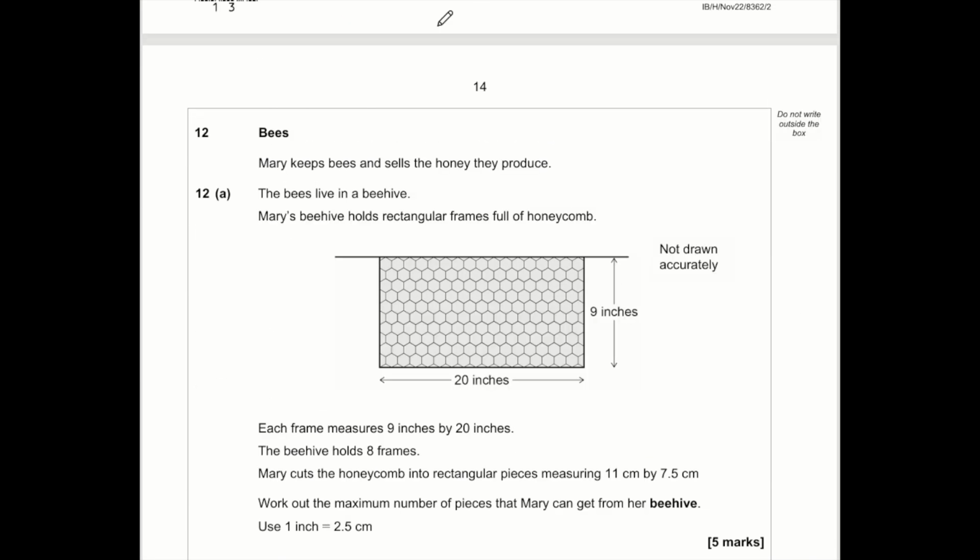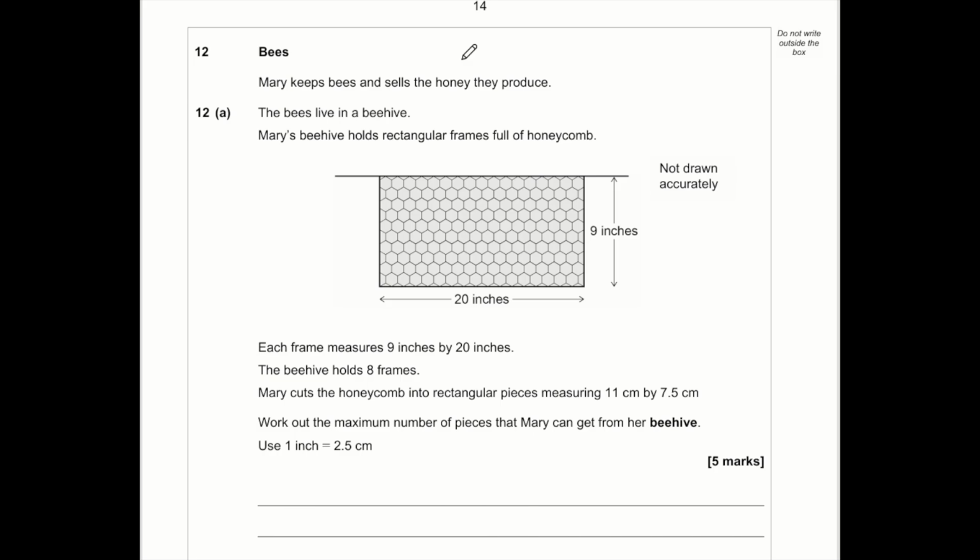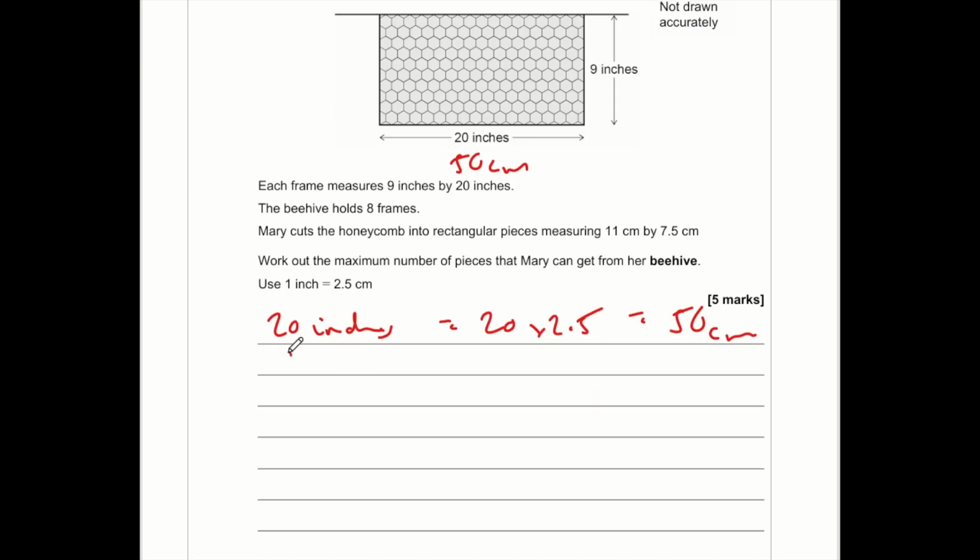Okay, moving on to question 12. So the first thing we need to do is convert these inches into centimetres. So 1 inch is 2.5, so 20 inches is 20 times 2.5, which is 50 centimetres. And then 9 inches is going to be 9 lots of 2.5, and that is 22.5 centimetres.